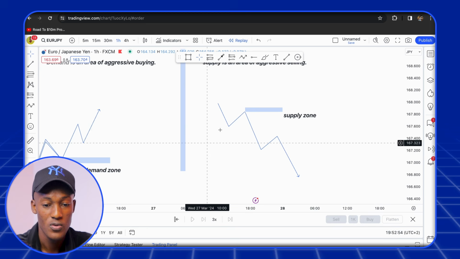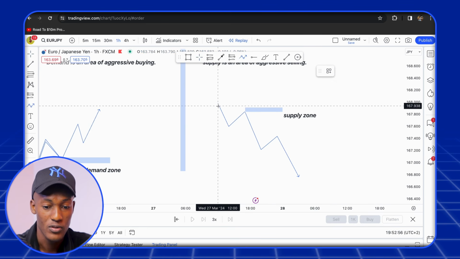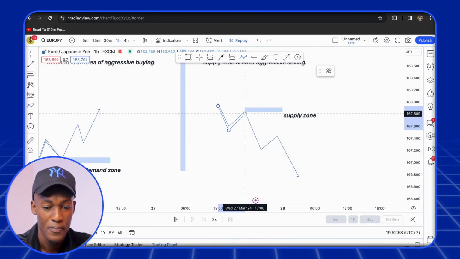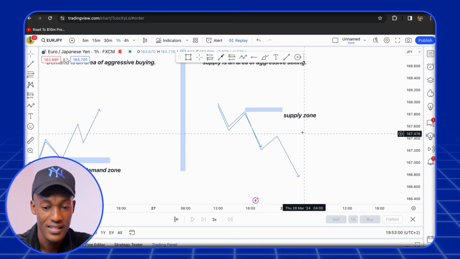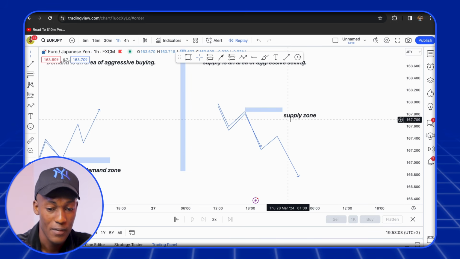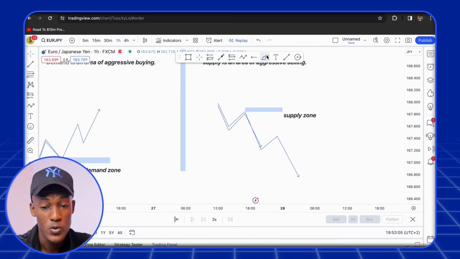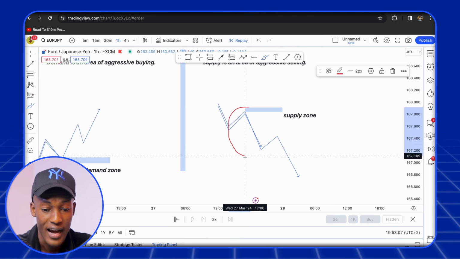Then over here too, we also have supply. So you can see the price is in a very big push phase to the downside, and this is our supply zone. Why? Because we do see a lot of aggressive selling.